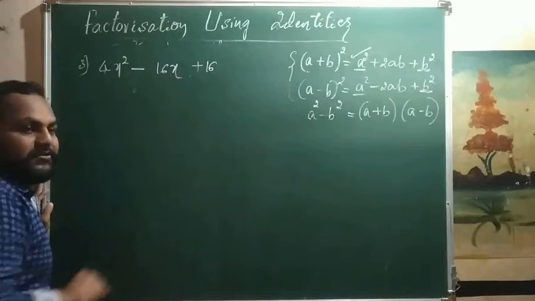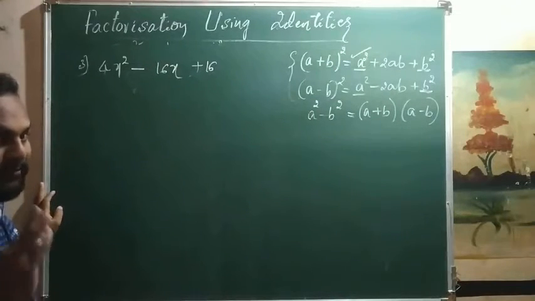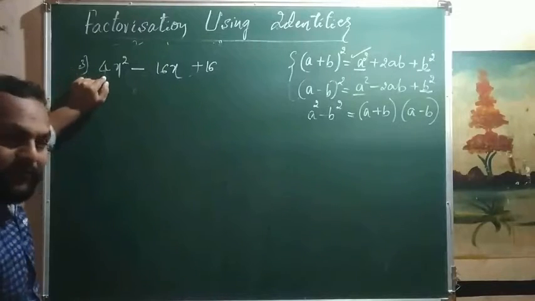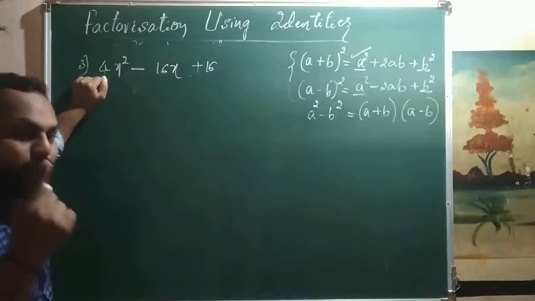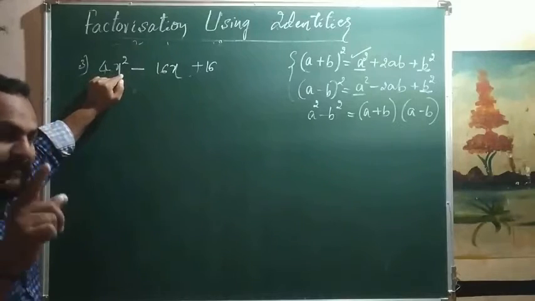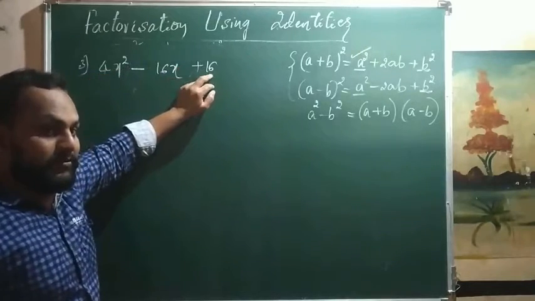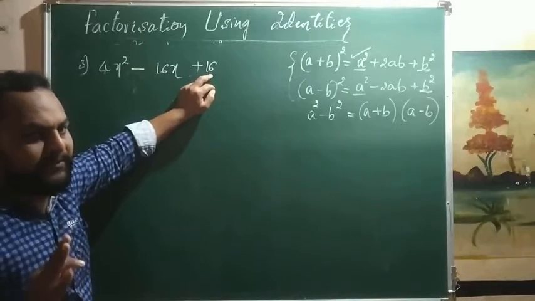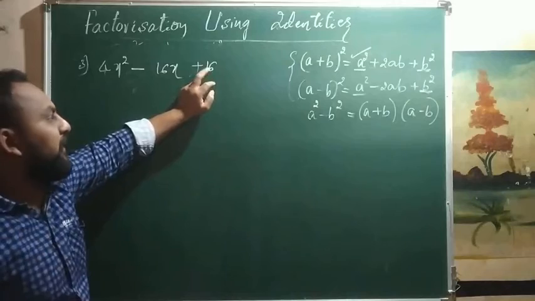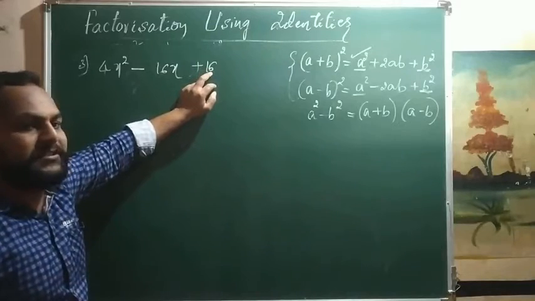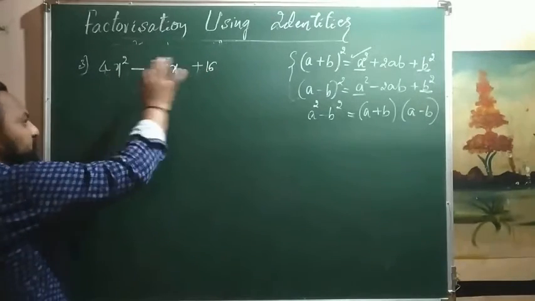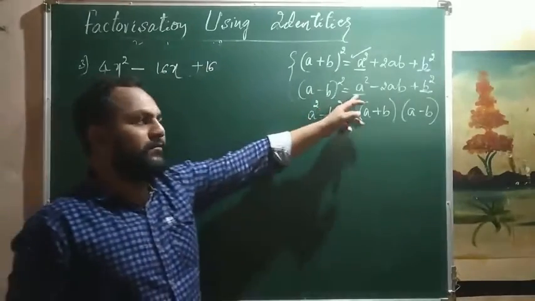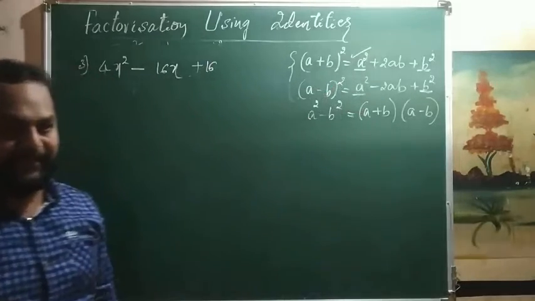Next, the third step is first and third terms are perfect squares. Here the square root of 4 is 2, the square root of x square is x. The square root of 16: 16 is a perfect square. 4 4s are 16, which means the square root of 16 is 4. That means these two are perfect squares. The sign of the middle term is negative. Now apply the second identity.